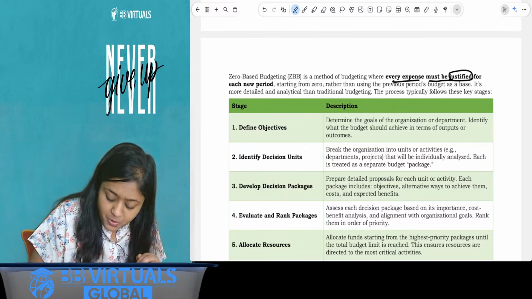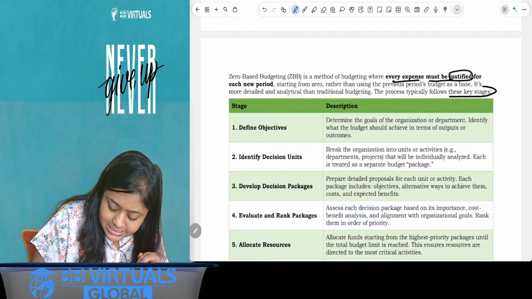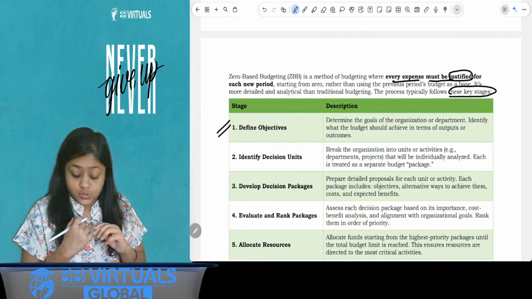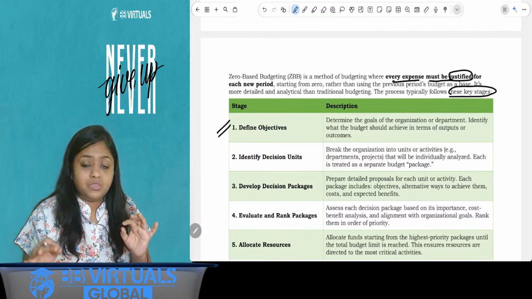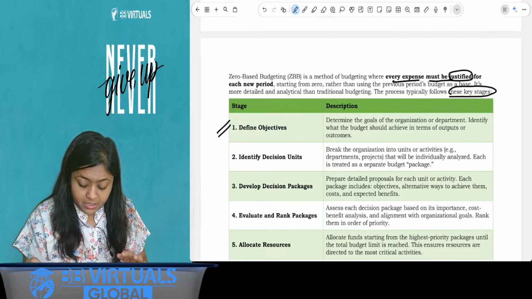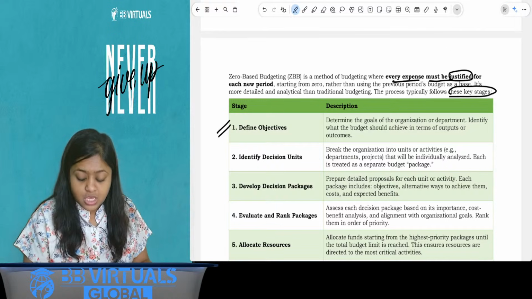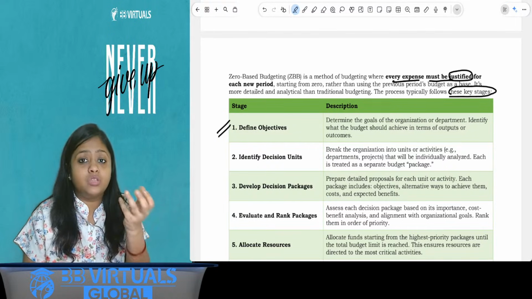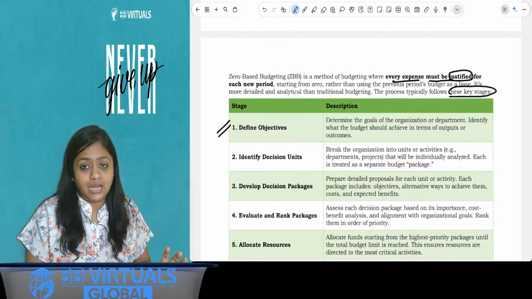Please understand this process involves key stages. Number one, define the objectives. It is very important. We have to determine the goals of the organization, the departmental goals and organization goals, because only when we know what the targets to be achieved are will we be able to know the expenditures needed to achieve the targets.